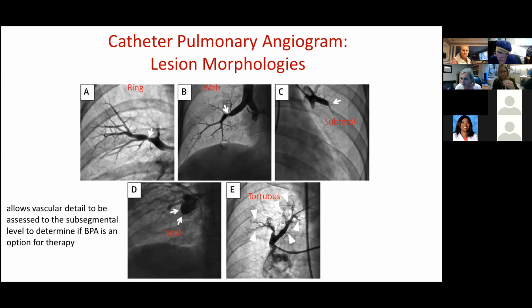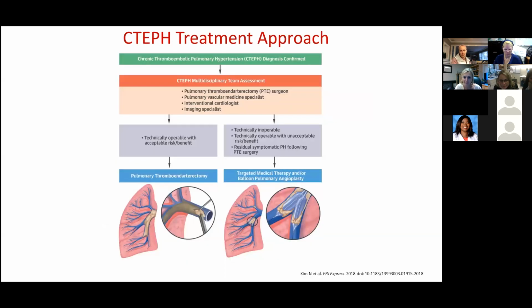You see something called webs on the picture, which is picture C. You can see that there is very little blood flow going into the pulmonary artery, so we call it a subtotal occlusion. And on picture D, there is a total occlusion, so there is no flow at all. And then you also get these tortuous vessels in CTEPH. They're not nice and straight; they kind of look like a little ribbon. So all of these are signs of CTEPH on pulmonary angiogram.